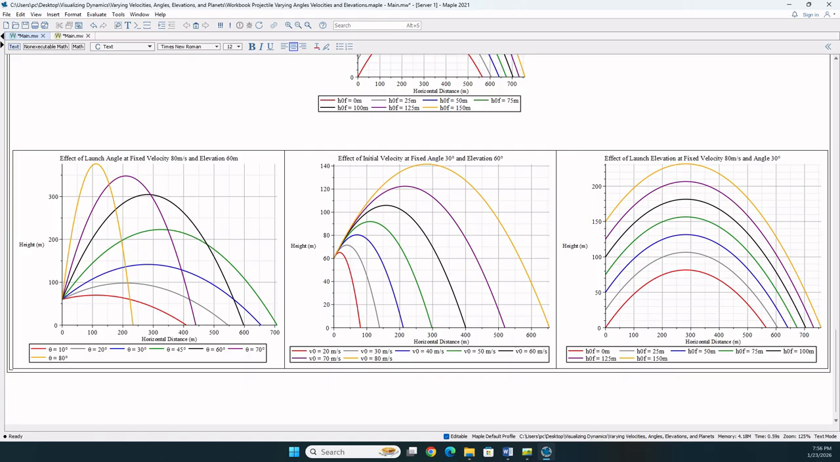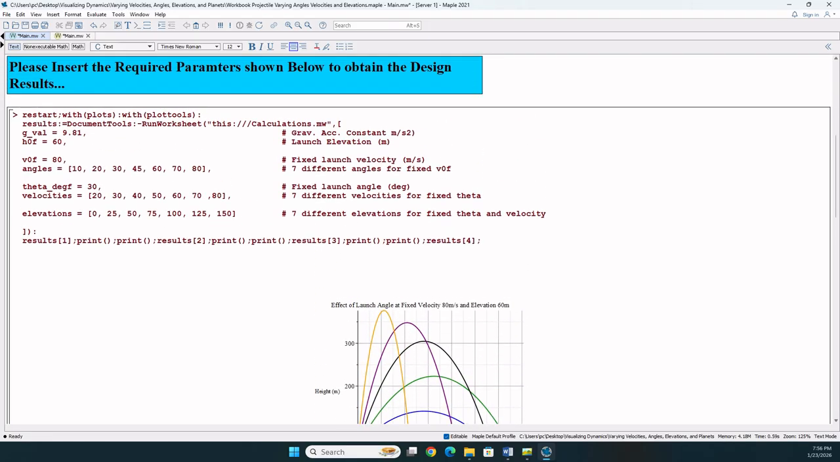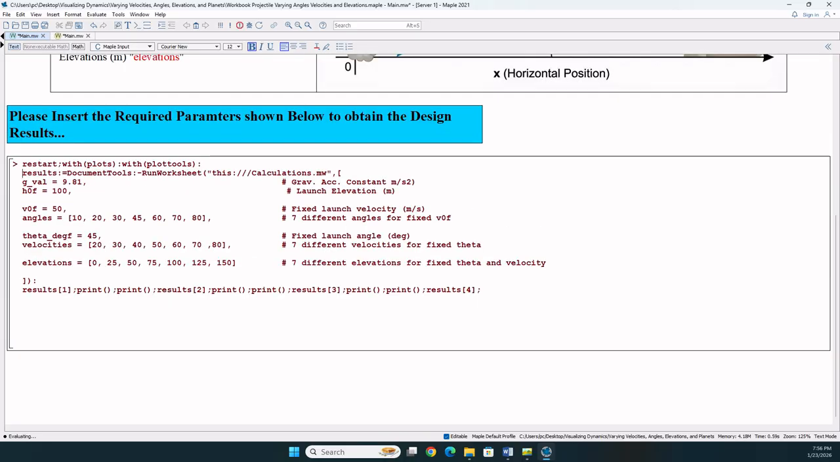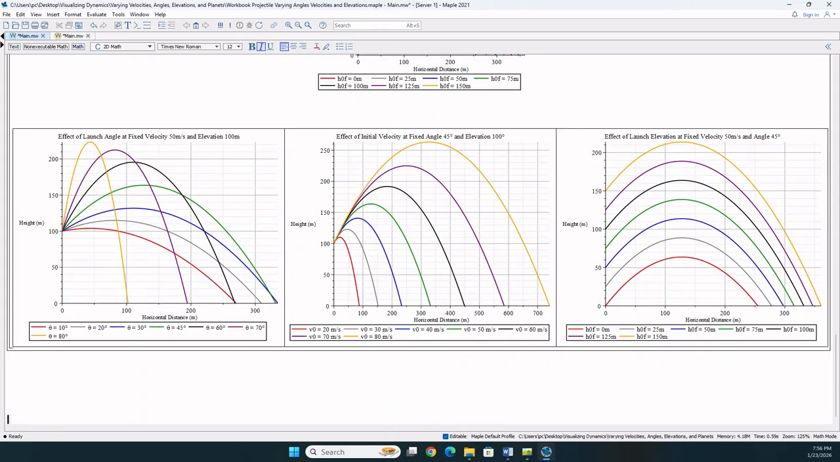Now let's try, just for the fun of it, to change some of the parameters here. Let's change the initial elevation to 100 meters, the initial velocity to 50 meters per second and the initial angle or the launch angle to 45 degrees. Of course, the user can change all these parameters here, but I'm just going to limit myself to the changes that I just made, and I'm going to run the Maple workbook again to produce the new results. You can see that the results have changed based on the information that was inserted by the user.